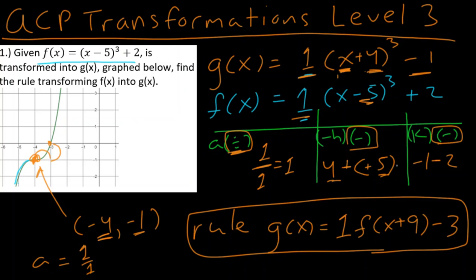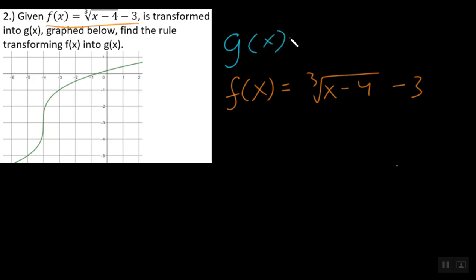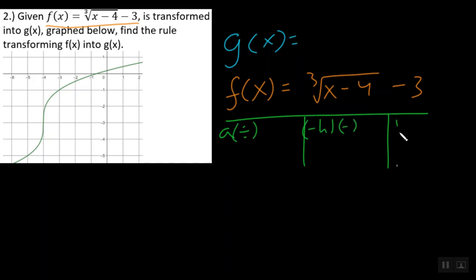All right, let's go ahead and do one more together. Number 2 says given f of x, we have f of x is equal to the cubic root of (x minus 4) minus 3. And of course, we would like to find what g of x is. When we can find g of x, we can write our 3-column table where we find our a value by using division, our negative h value by using subtraction, and our k value by using subtraction as well.